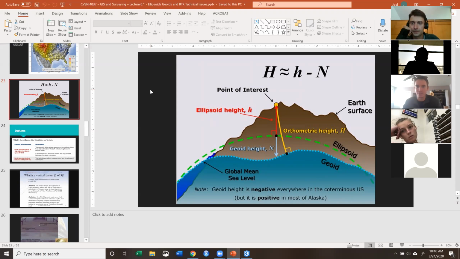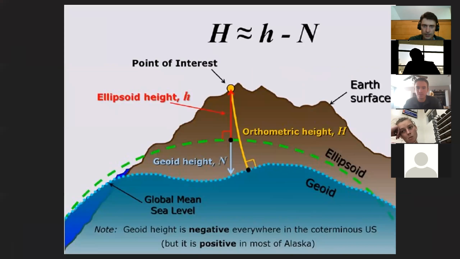I think it's the orthometric height. Orthometric height, yeah. And this orthometric height, we calculate it based off of two things. One is our, let me just go back to full screen here. Okay, so one is our ellipsoid height.